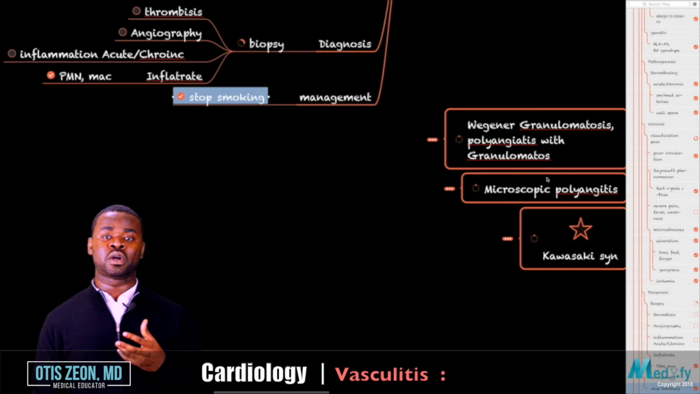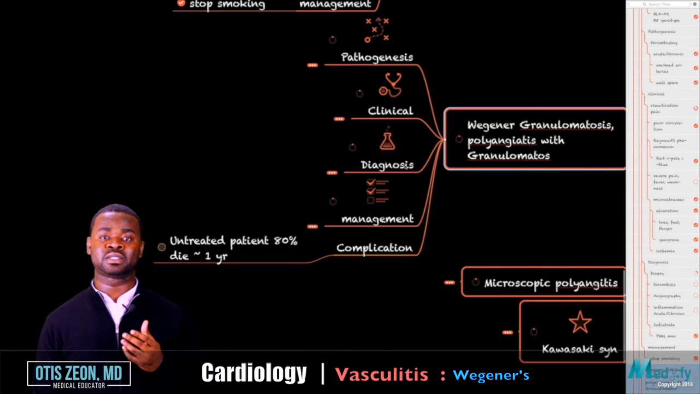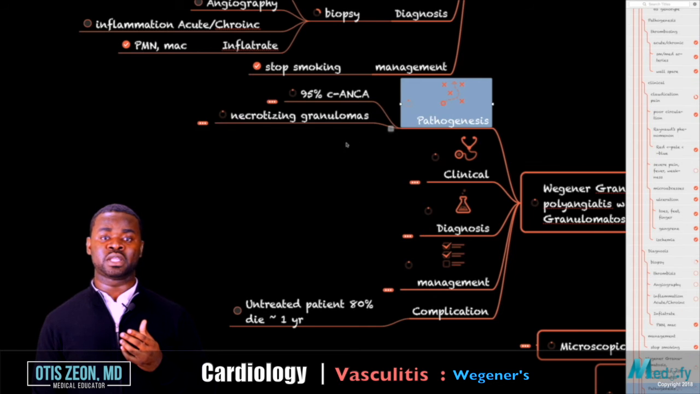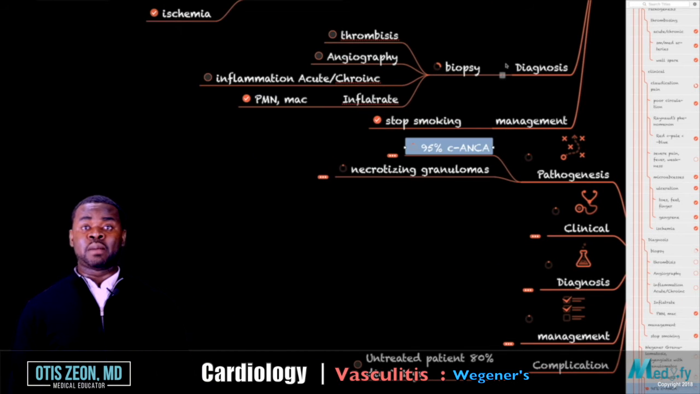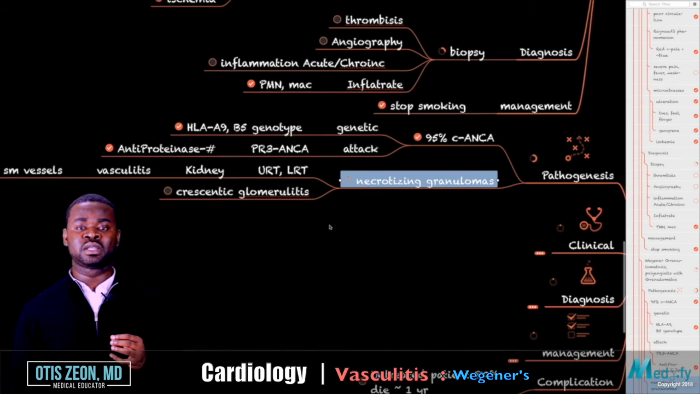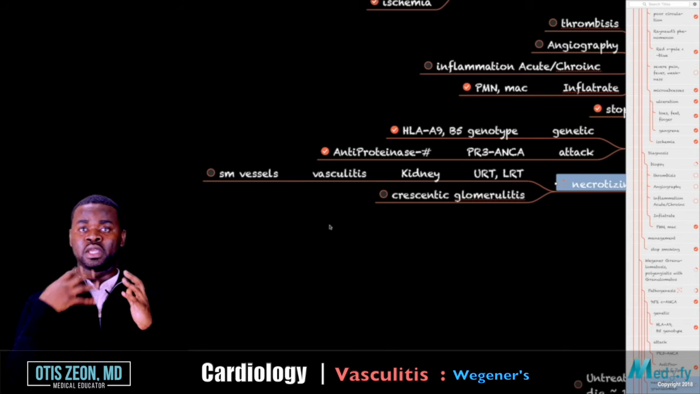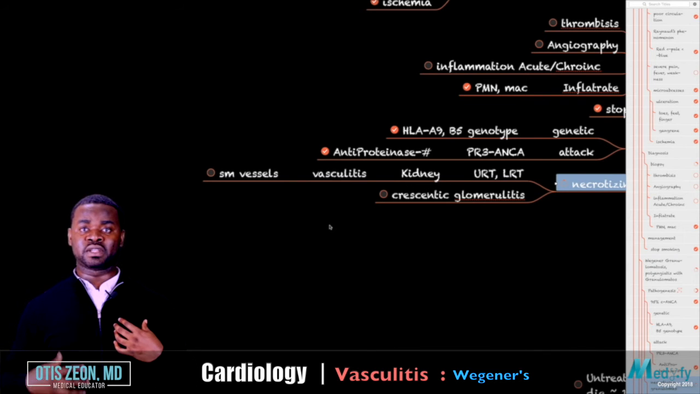The next one is Wegener's, also called polyangiitis with granulomatosis, which is a very high yield vasculitis. The pathogenesis for Wegener's is such that 95% of individuals have C-ANCA positivity, and in Wegener's, we have necrotizing granulomas, which can affect different parts of the body. It can affect the upper respiratory tract, starting with the nose. It can affect the lower respiratory tract, which is the lungs, and it can affect the kidneys.